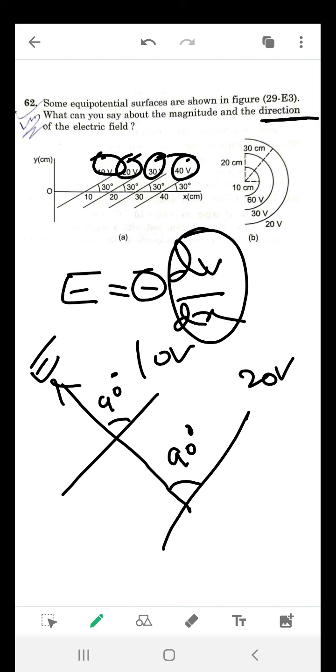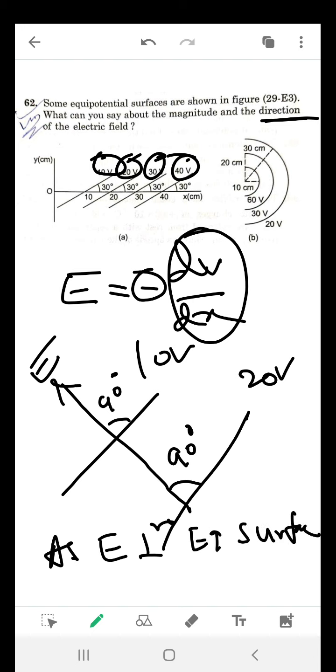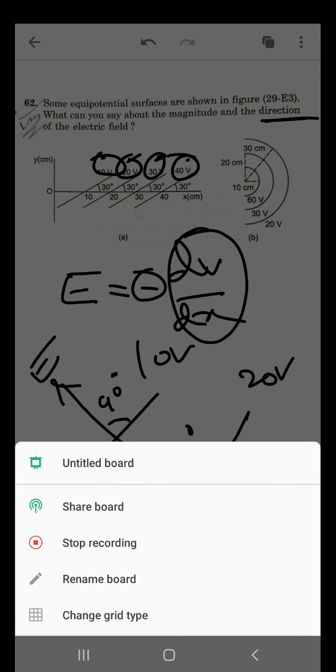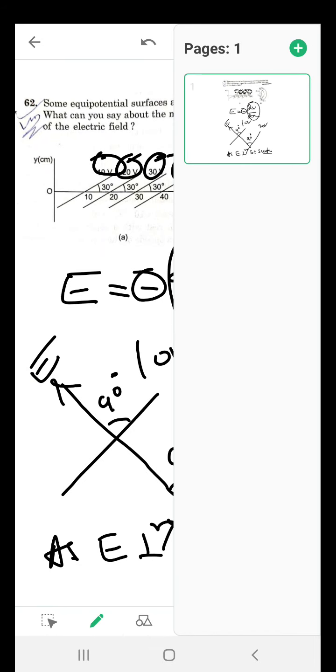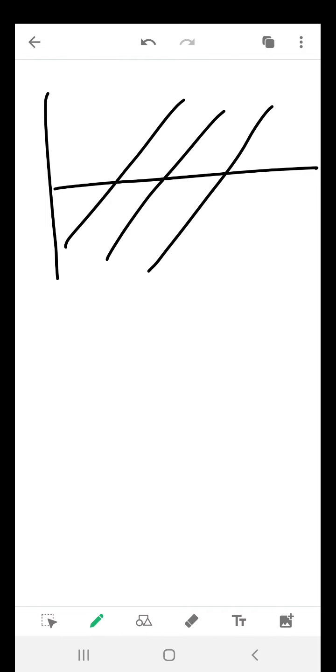So what is your reason? Your reason is that the electric field is perpendicular to the equipotential surface. So if you draw the electric lines of force, they will be drawn like this. That means they will act in this direction, making an angle of 90 degrees with the equipotential surface. This is 10 volt, this is 20 volt, this is 30 volt. In this way the electric field is there.